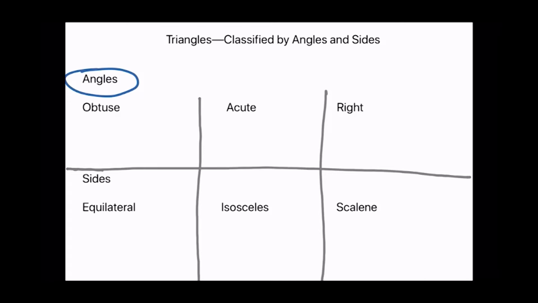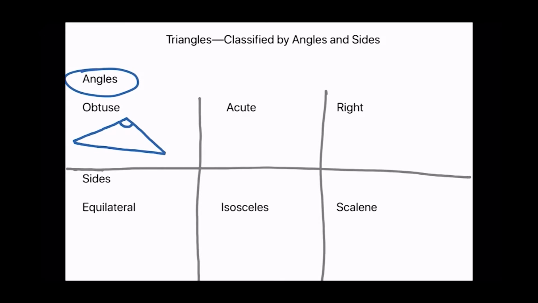So the first one is an obtuse triangle. And an obtuse triangle has one obtuse angle. If you remember angles, obtuse means it's bigger than 90 degrees, so bigger than that L-shaped corner, like the corner of a book. So it has one obtuse angle and two acute angles. Those are smaller than 90 degrees. That's how you classify it by the angle. So if it has one obtuse angle, it's going to be an obtuse triangle.